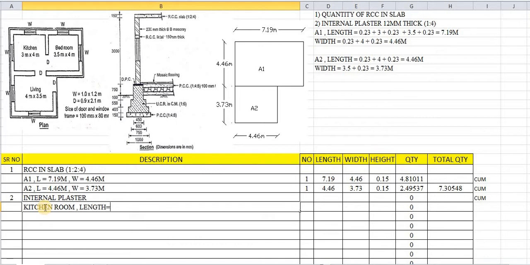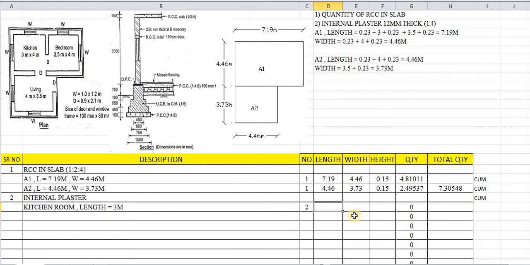What is the length of the kitchen room? Along the length side it is 3 meters. So 3 meters is the length of the kitchen room. How many walls do we have to apply plaster to? This is 3 meters one wall, and 3 meters another wall. That means 2 numbers of walls having a length of 3 meters. So how many numbers? 2 numbers.